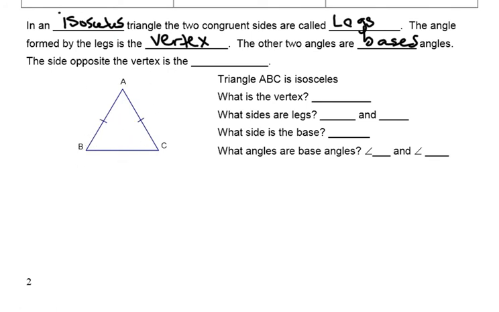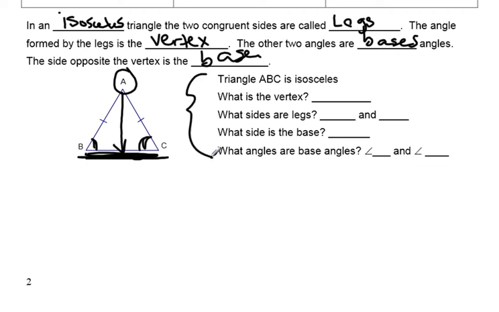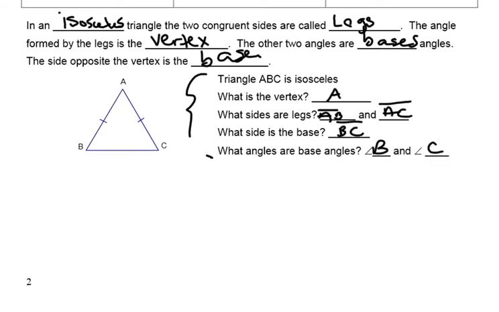And the side opposite the vertex, so here's my vertex, A, opposite means across from, this side here, BC, is called the base. So the base angles, C and B, are touching the base. All right, pause the video and tell me what is the vertex, which sides are the legs, which side is the base, and which angles are the base angles. Make sure you're using your proper notation.